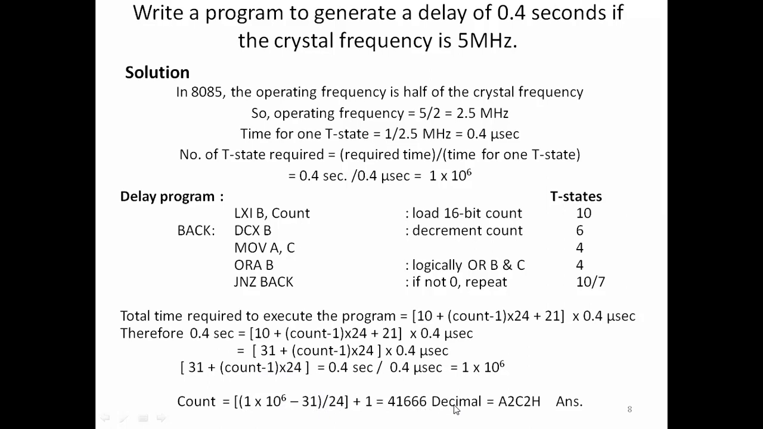41,666 in decimal. And when we convert this decimal value into hexadecimal, we get A2C2. This is an approximate value, because whatever we calculate comes out in decimals, but we have taken the approximate value, 41666, which is later converted into a hexadecimal number. So it becomes A2C2. The decimal number 41666 is equal to A2C2. How do we convert a decimal number into a hexadecimal number? By dividing this decimal number by 16 repeatedly, you will be able to get A2C2.